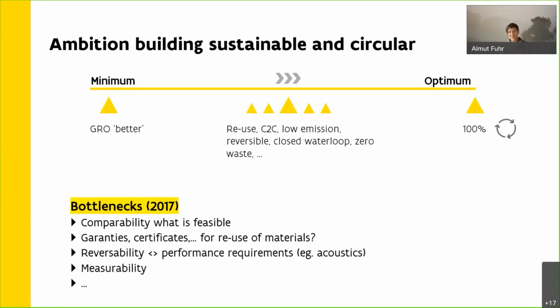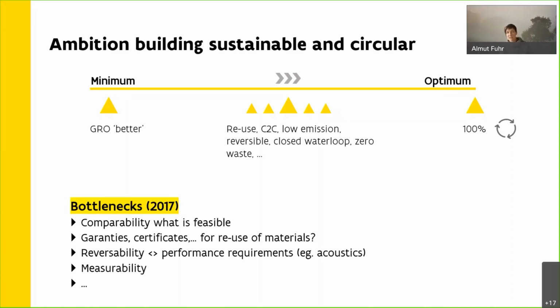There wasn't much comparability in what is feasible at that moment. So we did try to challenge the market, but we actually didn't really know how far we could get. Then there's the aspect about guarantees and certificates about the reuse of materials, and that is still a problem. It's not solved yet. So we didn't really know what we could expect. Would they try to reuse as much as possible? How would they deal with these problems?